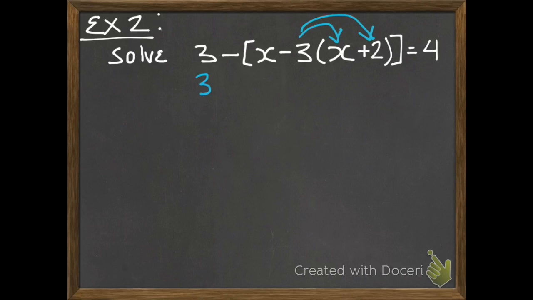So everything else is going to just come down for the ride. So the 3 minus the bracket, x, and then negative 3 times x gives me negative 3x. Negative 3 times the 2 is going to give me a negative 6. All equals 4. And now, kind of an intermediate step, I've got this x and a minus 3x.